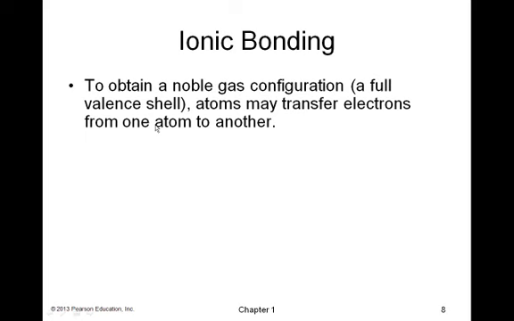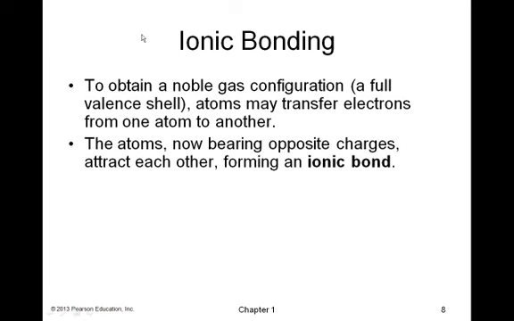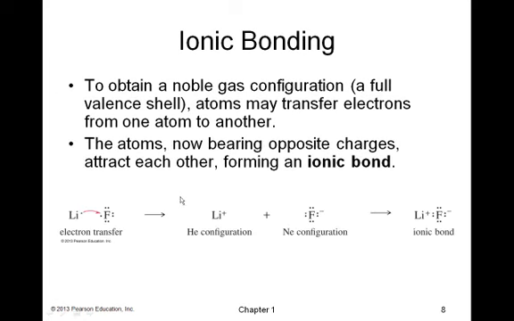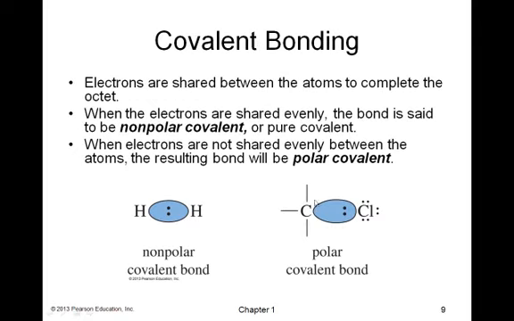In bonding, remember there are two ways that atoms generally bond. One was ionic bonding, the other is covalent bonding. In ionic bonding, what you're looking at is a cation and an anion getting close enough to have this electrostatic attraction. In covalent bonding, what you have is not an electrostatic attraction, but electrons being shared between atoms. And there are two types of covalent bonds, a nonpolar and a polar covalent bond.